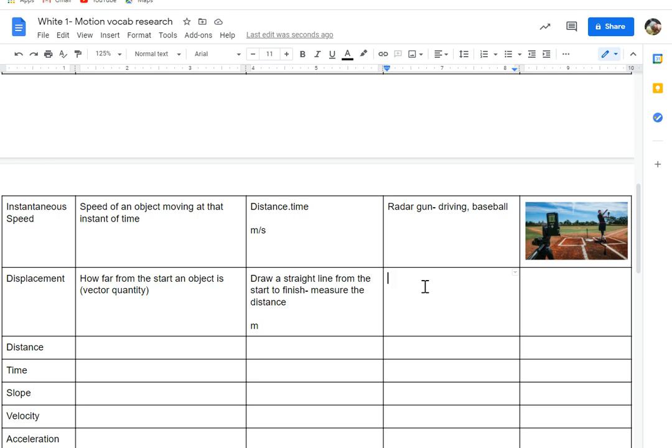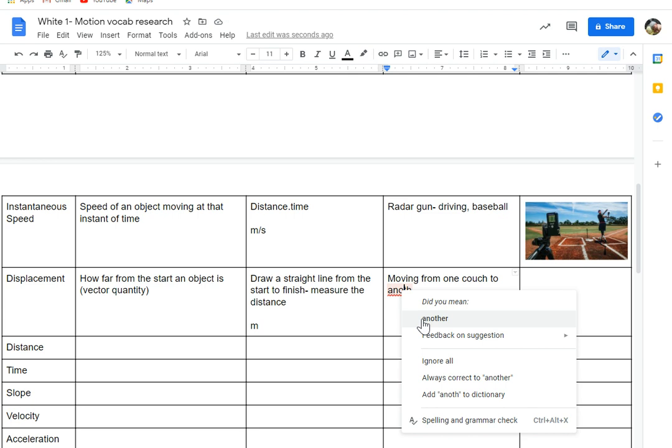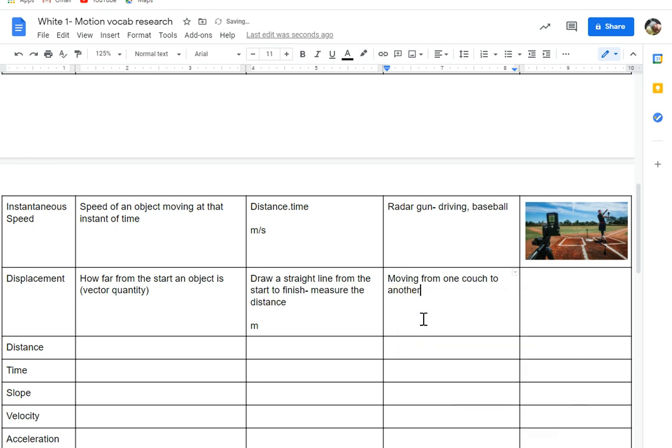Yep. So like when you move from one couch to another couch. Okay. So moving from one couch to another couch. I cannot see what that says. Good. Anybody think of anything else? Yep. Okay, good. Teacher moving from one side of the board to the other.